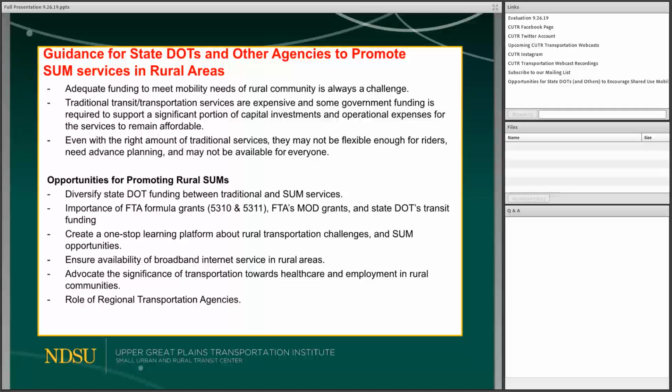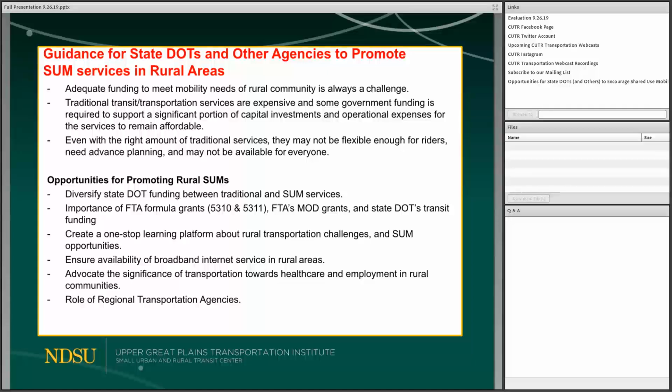And broadband services are very important. So ensuring that the broadband coverage is increased in rural areas could help these services flourish. And it is important to advocate that transportation is important for healthcare and employment in rural communities.